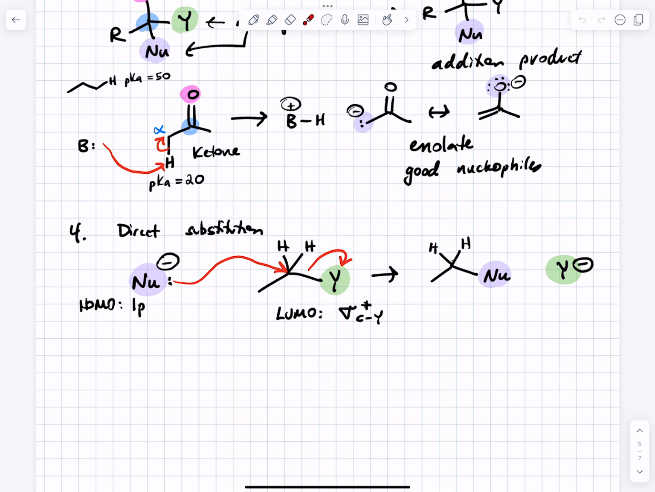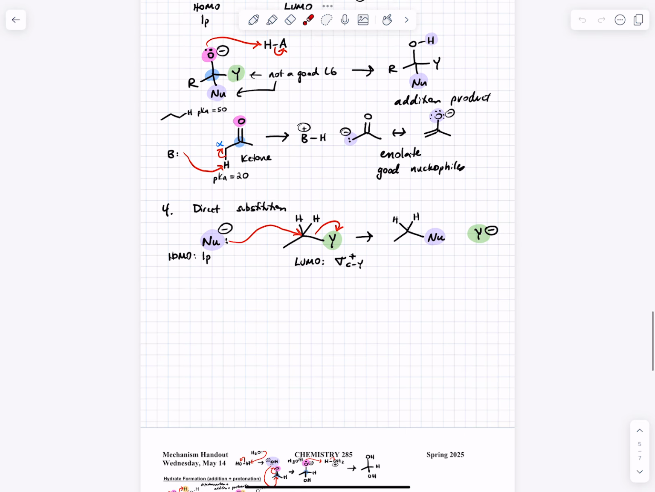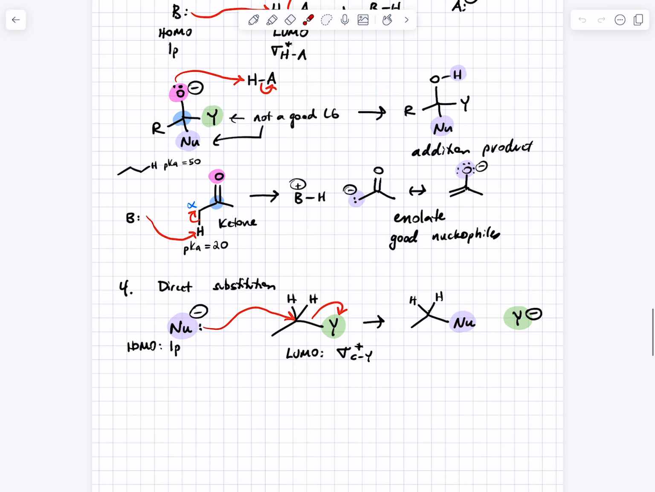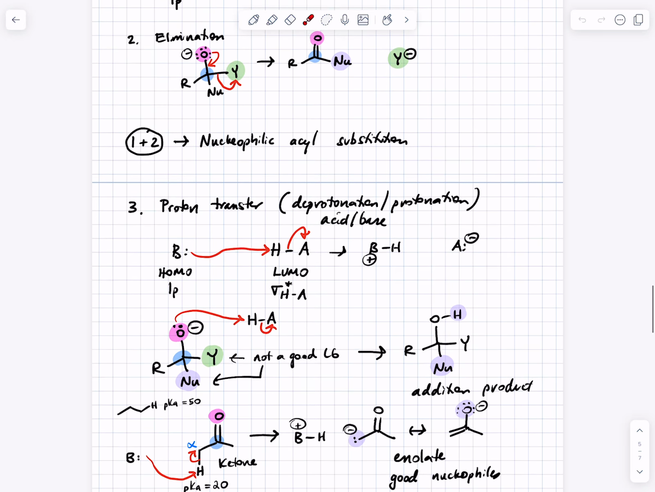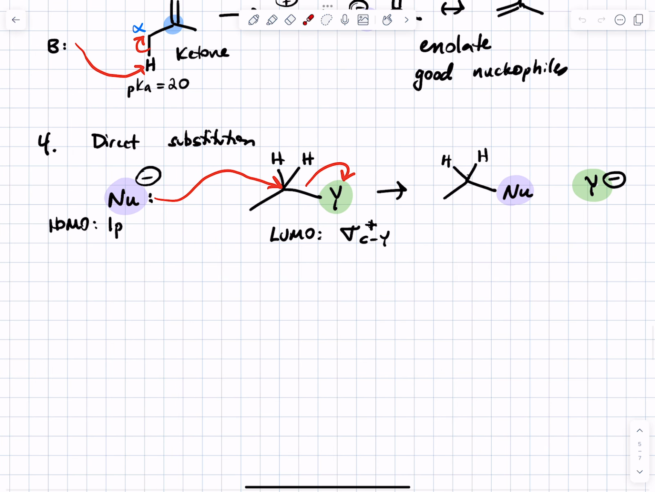Finally, I showed you one. Those three are going to be the main ones: addition, elimination, and proton transfer. One that you won't see a ton, but it tends to be important for organic chemists, so that's why I'm showing it to you here, is a direct substitution reaction, where the nucleophile attacks the carbon leaving group sigma star. You get a new nucleophile-carbon sigma bond and the leaving group leaves. Most of our chemistry is going to focus on the first three of these reactions, and we'll see only a few examples of the fourth one.